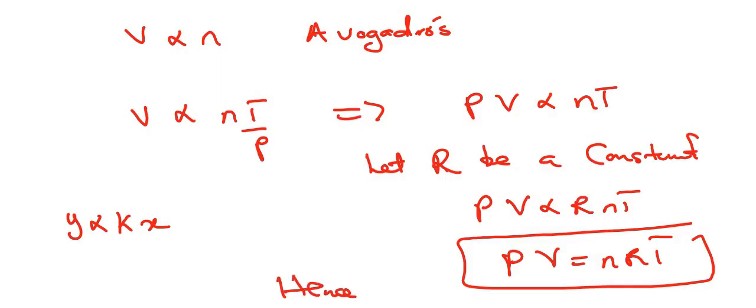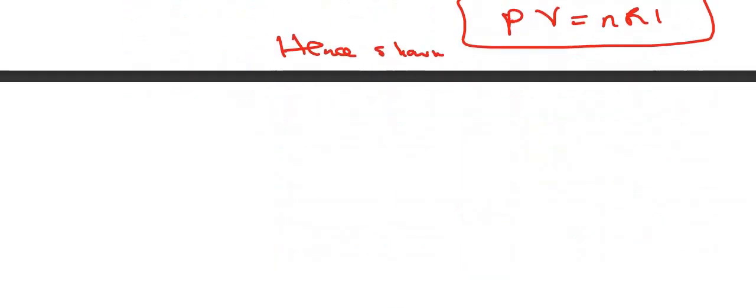So you write hence shown. No need of putting this part here. So this is how you were supposed to derive the whole equation. Let me give you an alternative way to come up with it again.